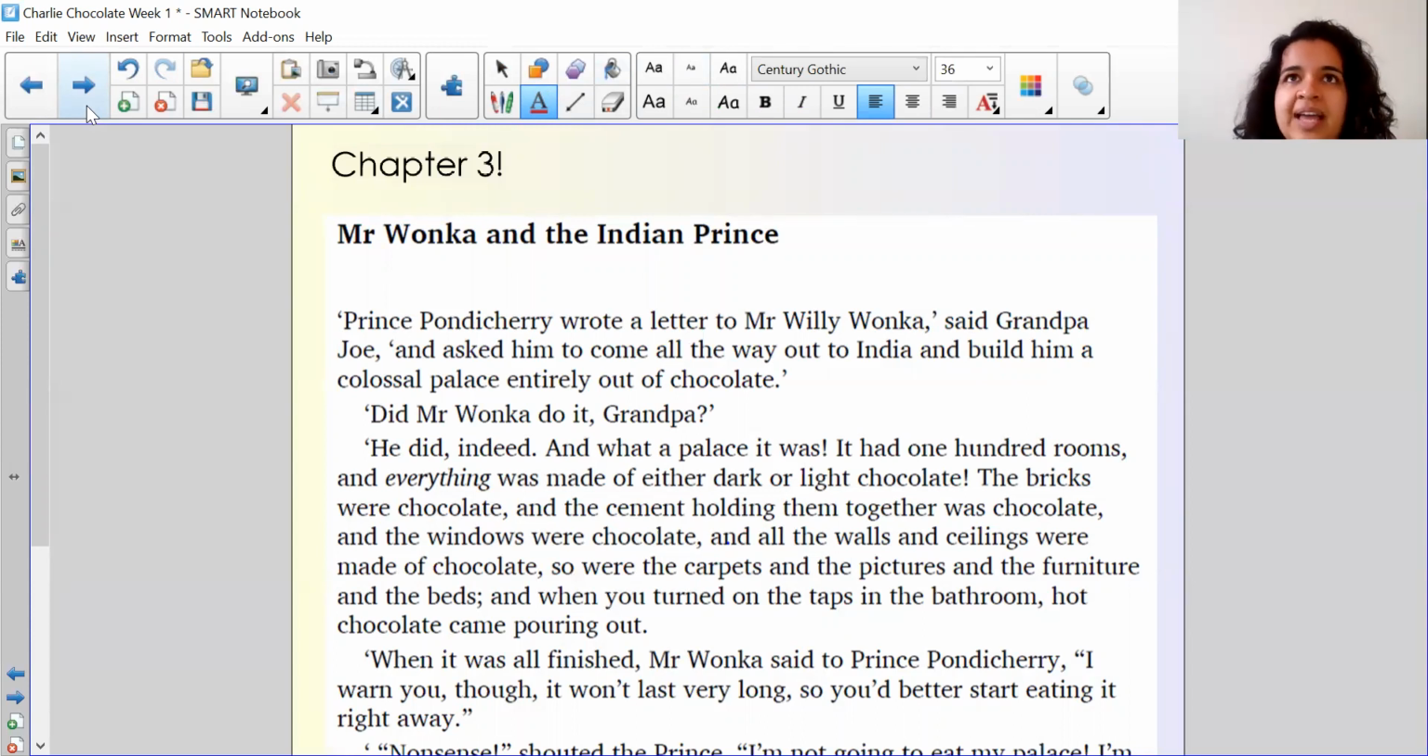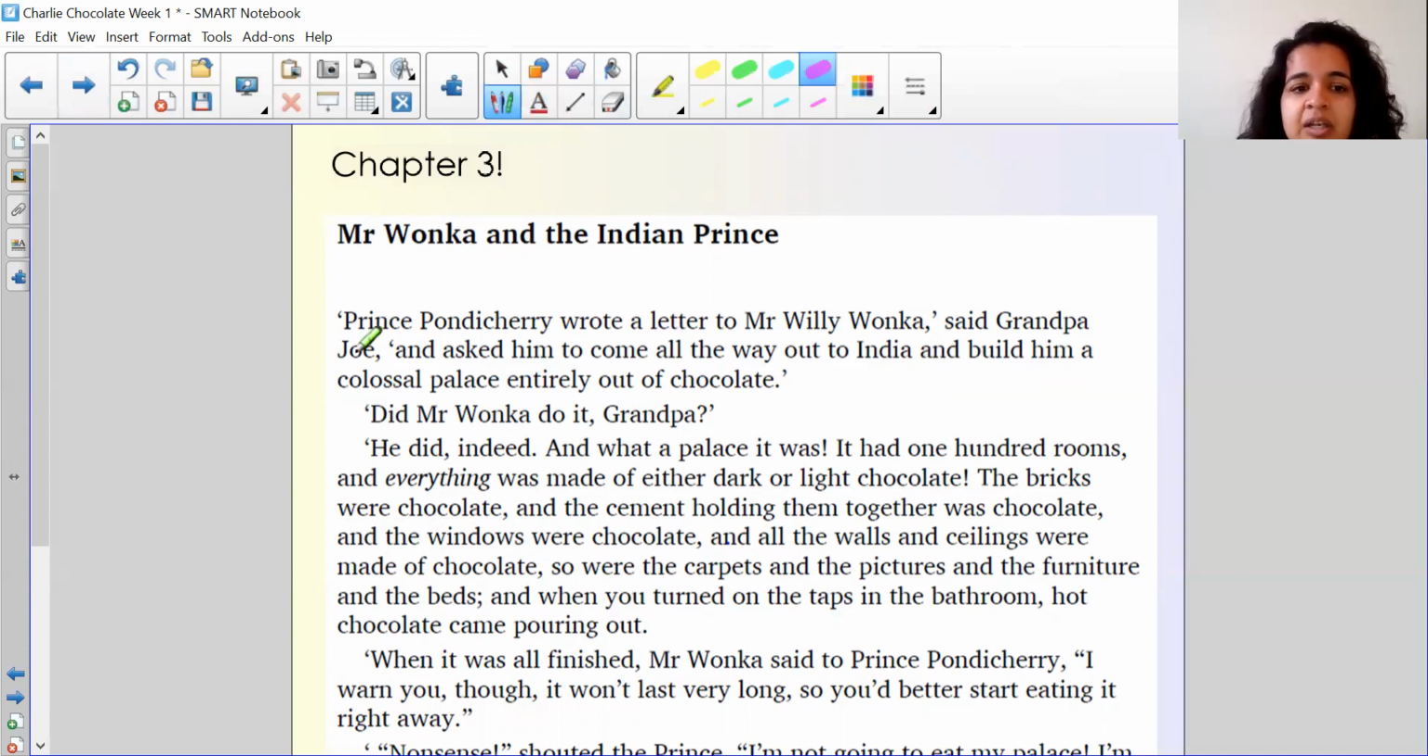Okay, so when we left, Grandpa Joe was about to tell us the story about the Indian prince, Prince Pondicherry. "Prince Pondicherry wrote a letter to Mr. Willy Wonka," said Grandpa Joe, "and asked him to come all the way out to India and build him a colossal palace entirely out of chocolate." Colossal means huge, massive, gigantic, big. Okay, we don't use that word big anymore, but that's what it means, really, really large.